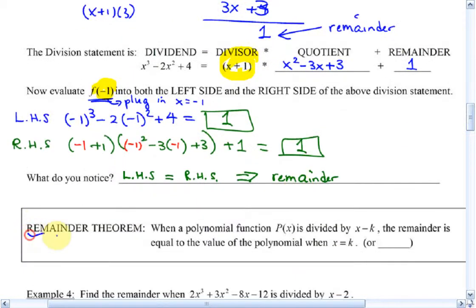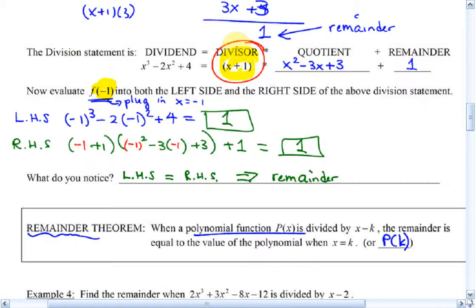There's something called the remainder theorem that I want to show you today. When you have a polynomial, which I'll represent as p of x, and you're dividing by a binomial of the form x minus k, in this case from above I had x plus 1, the remainder is just equal to the value of the polynomial when x equals k. In other words, just plug in p of k. So really what you need to do is look at the divisor, and if it's x plus 1, you plug in negative 1.